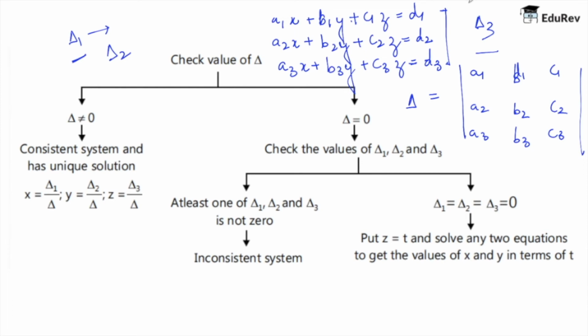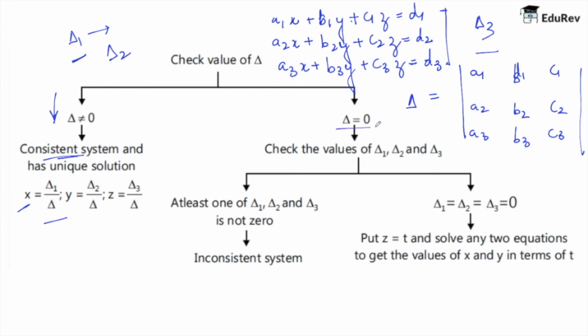Now the thing is that if I solved this matrix and it came out to be non-zero, because obviously if I'm finding any solution, either it's going to be 0 or it's going to be non-zero. So let's consider that the determinant is non-zero. In that case, we have a consistent system. And a consistent system means we have one unique solution. So when we have one unique solution, x is going to be determinant 1 by determinant, y will be determinant 2 by determinant and z will be determinant 3 by determinant respectively.